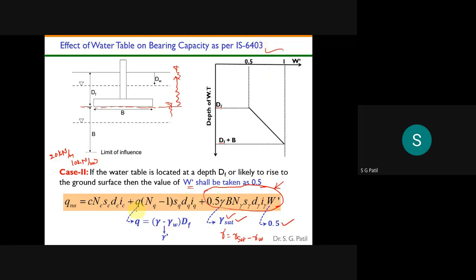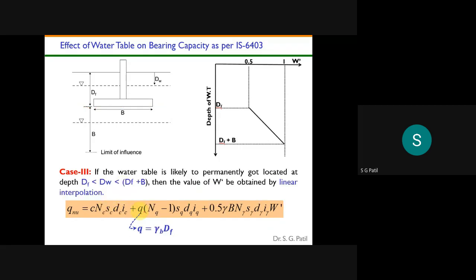Now, in the second case, what will happen to the Q value? If the water table comes up to this level, all the soil is under saturated condition. So here I take the submerged unit weight into a depth of 40. Anyway, this term is not going to change at all.